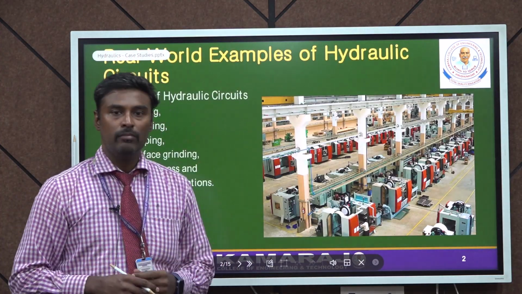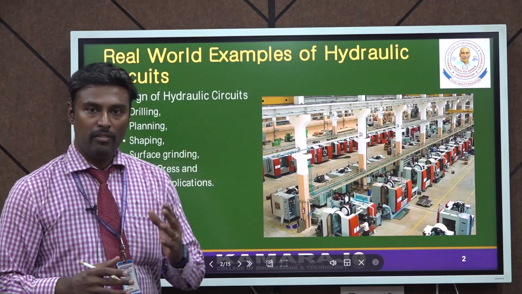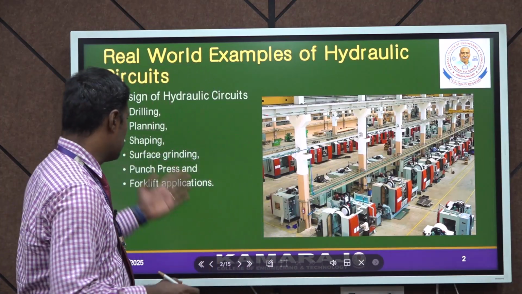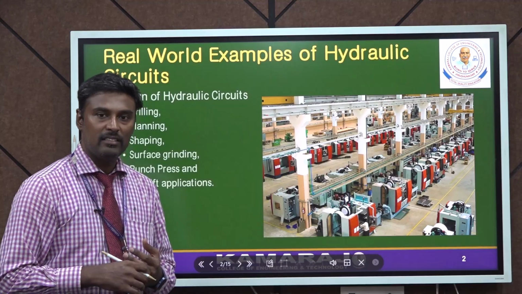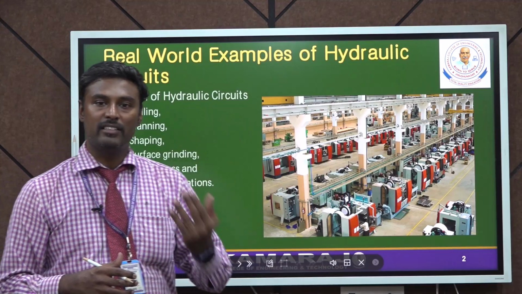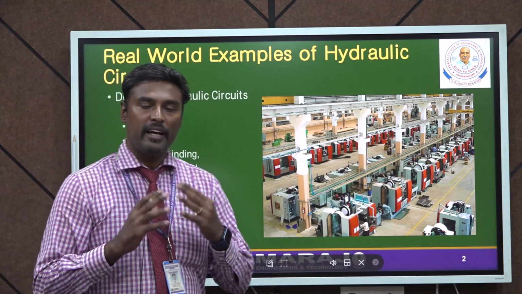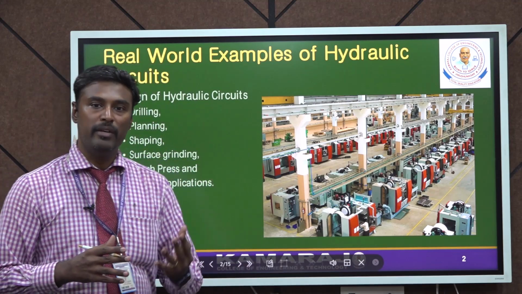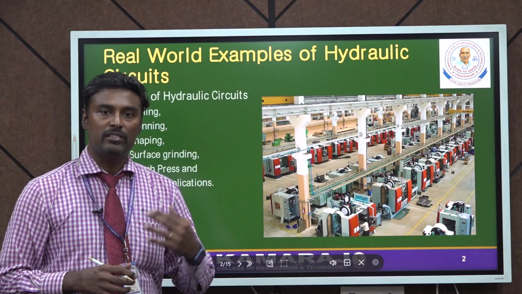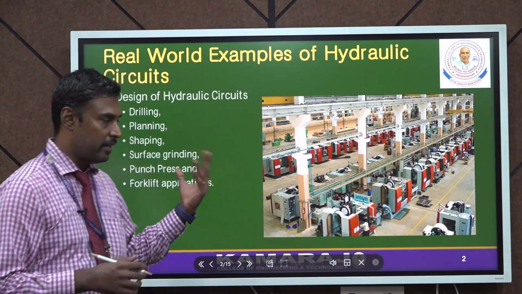In this video we are going to discuss the following real world examples. The first one is the drilling machine with the aid of hydraulic circuits. It is known as the drilling circuit. Mostly hydraulic oil is used as the fluid medium for automating this drilling process.